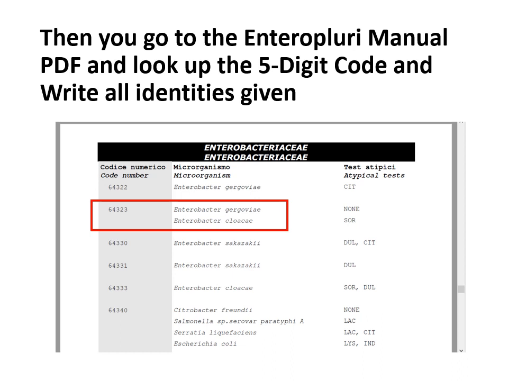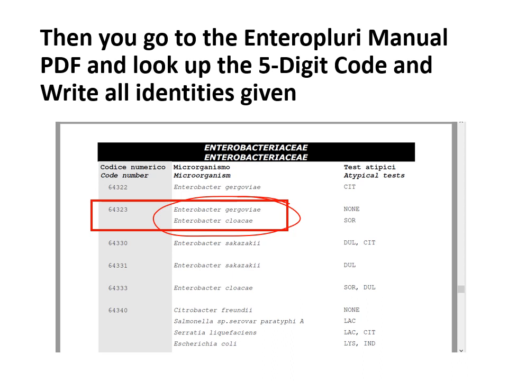64323, you would then write both of these values here, both of those possible identities, which are Enterobacter georgiovi and Enterobacter cloacae. Okay, so you would have narrowed it down to 2 possible identities, and you would write down both, and then further testing could be done.